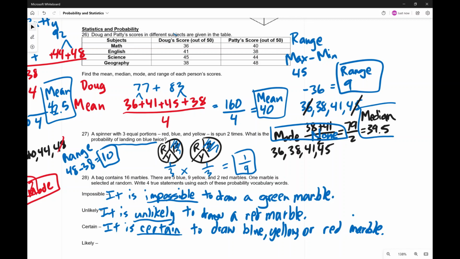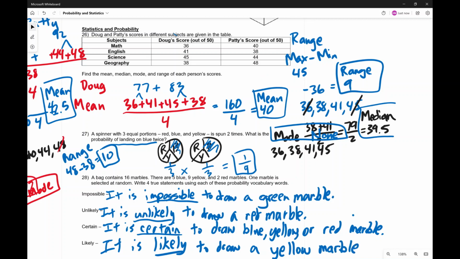Well, there are 9 yellows. 9 is more than half of 16. Half would be 8 marbles. So yellow would be the right word to use in this situation. It is likely to draw a yellow marble. And there we go. That's how we use all those vocabulary words in this situation.